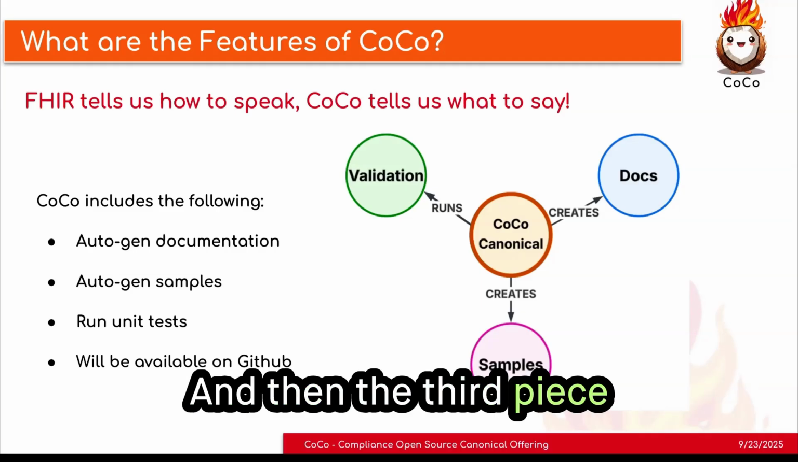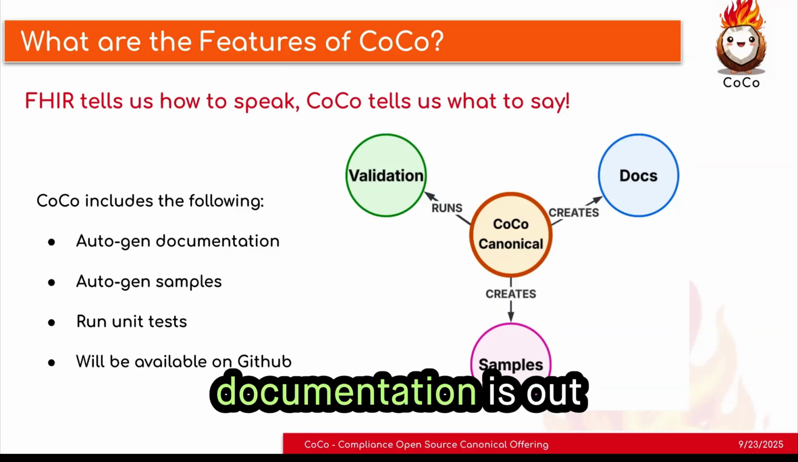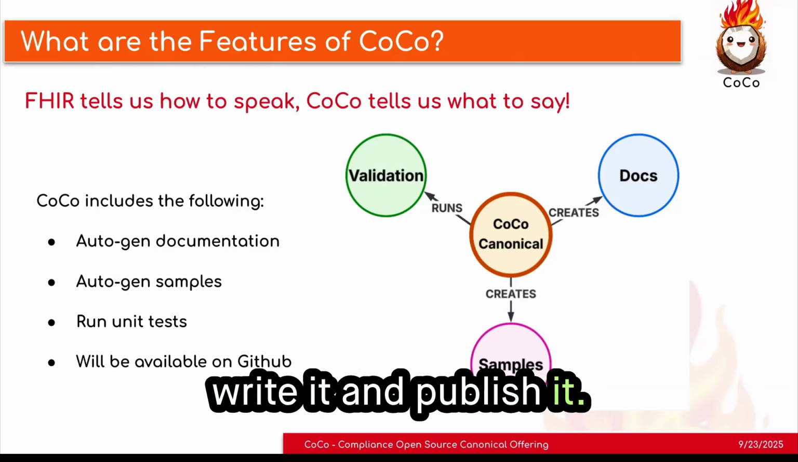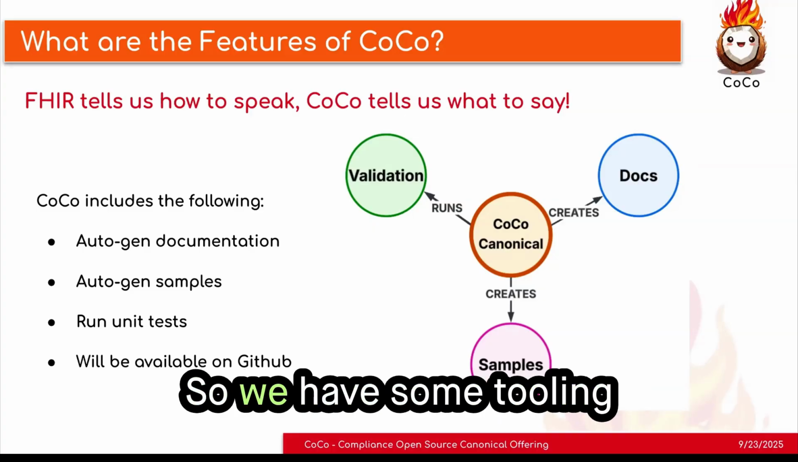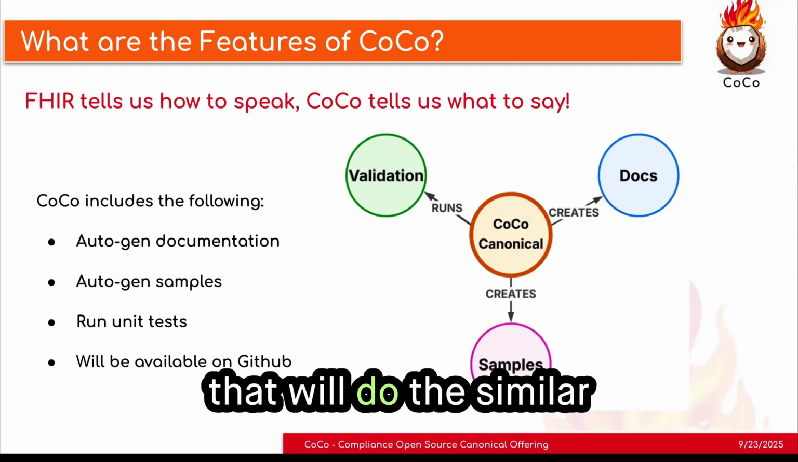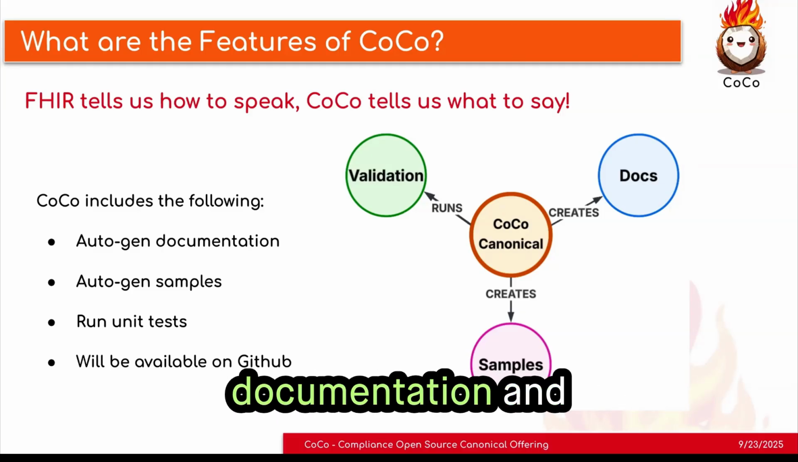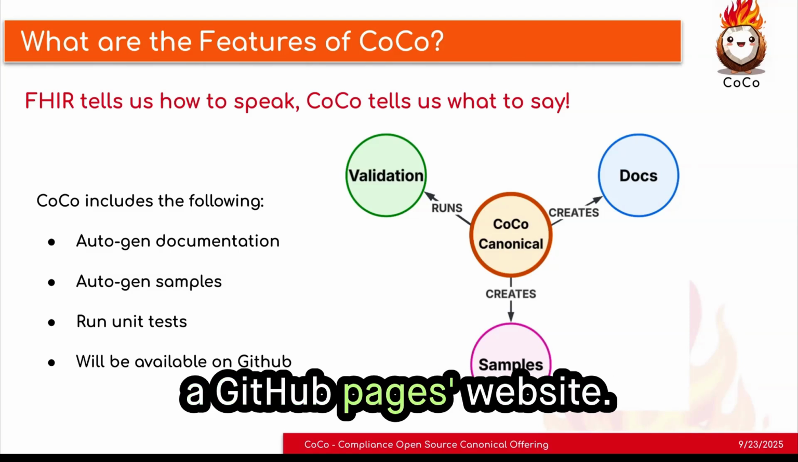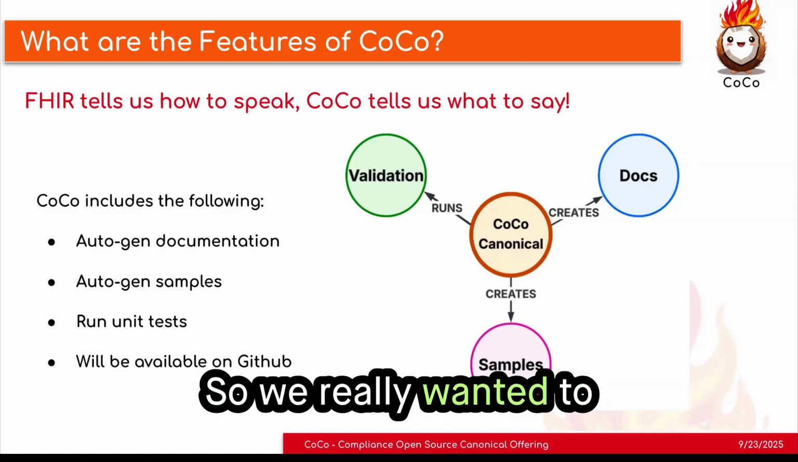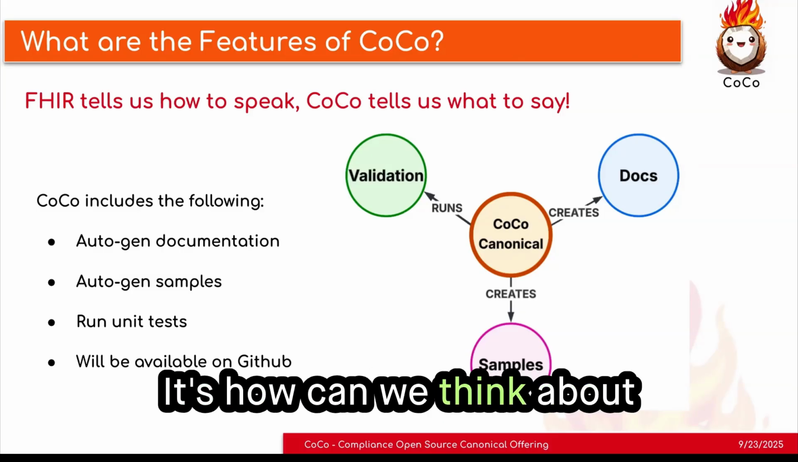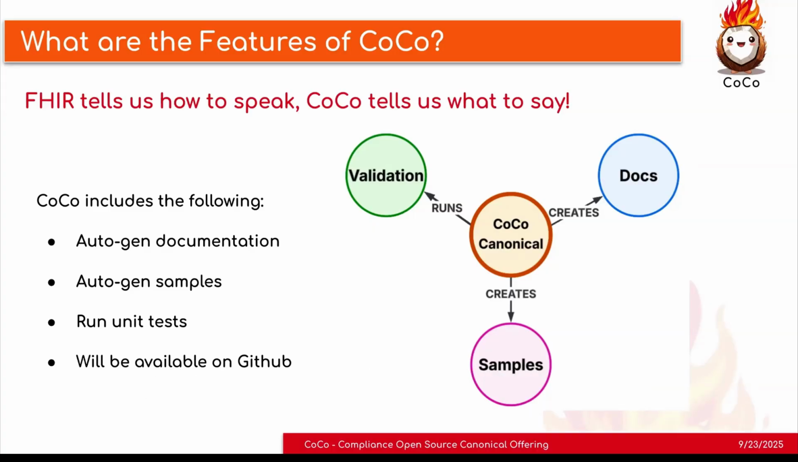And then the third piece here, the third feature here, is documentation. So we all know that documentation is out of date the minute you write it and publish it. I'm a big fan of documenting at the source, as close to the source as you can. So we have some tooling that will do a similar thing as the sample tooling. It reads the schema files, auto-generates documentation in Markdown, and publishes it in a GitHub Pages website. So this is another piece of the feature set of CoCo. So we really wanted to wrap, it's not just a schema, it's how can we think about how to use that schema to enable all of us to be better.